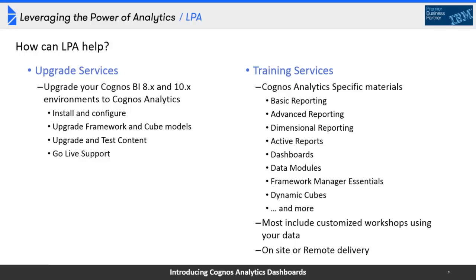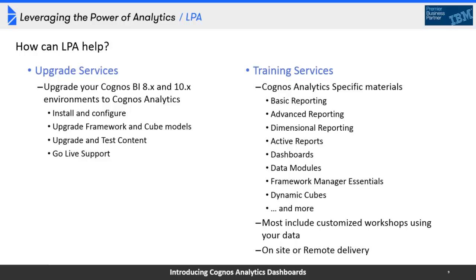That upgrade might be to install and configure and then actually convert your models forward. It could include testing of your content. It could be that we would help you while you go live. So lots of different options. We don't have to necessarily do it as a project that covers everything. Engage us for the pieces where you need some support. But upgrade services is probably the most common thing we're asked about when we talk about Cognos Analytics.